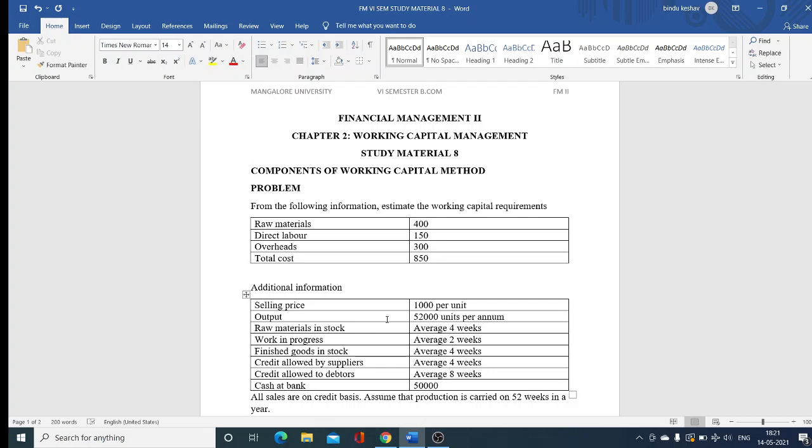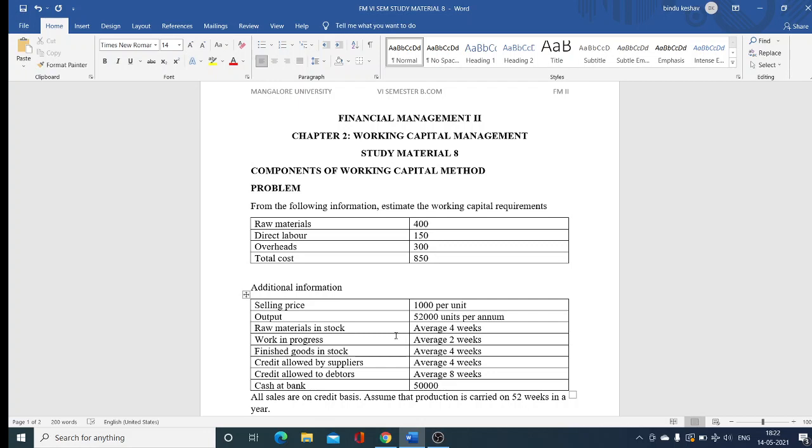So here we have the information relating to the raw materials, direct labor, overheads. We also have the information about the selling price and the output, that is 52,000 units per annum. Then we have information about the raw materials. Raw materials in stock average 4 weeks. Work in progress will remain in stock average 2 weeks. Finished goods average 4 weeks. And credit allowed by suppliers, that is for the purchase of raw materials, average 4 weeks. And credit allowed to debtors is 8 weeks. And the cash at bank is 50,000.